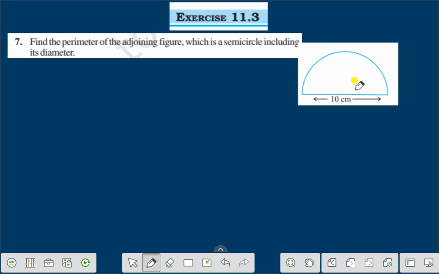We know that the perimeter of a circle is 2 pi r. Therefore, the perimeter of semicircle is half into 2 pi r. That is pi r, right?